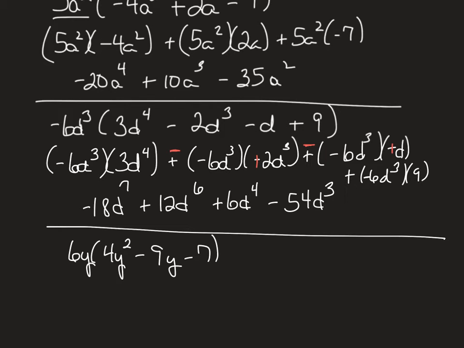Okay, I want you to take about a minute and work out this problem: 6y times 4y squared minus 9y minus 7. Do that real quickly on a piece of paper and then we'll check it so you can make sure that you are understanding what you need to be doing.